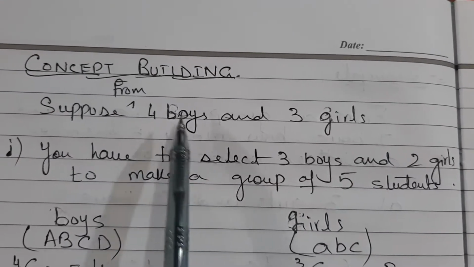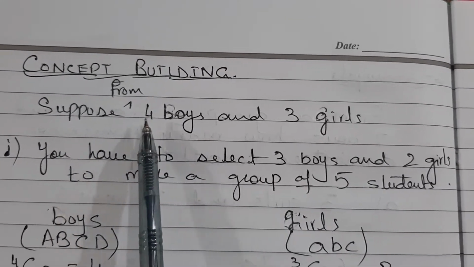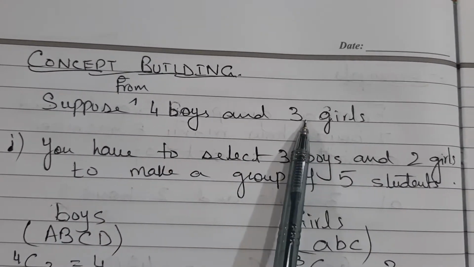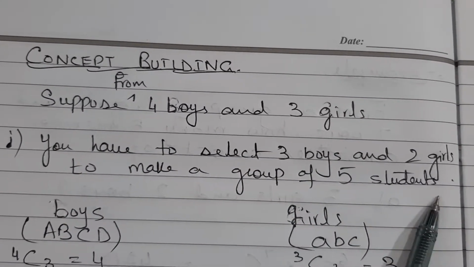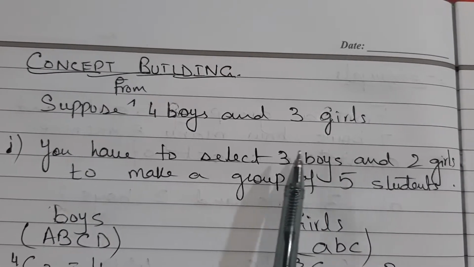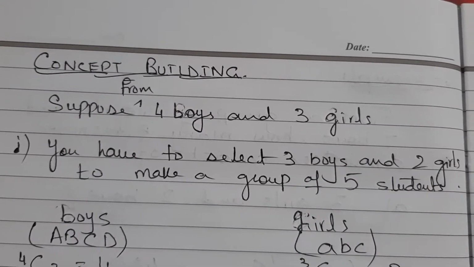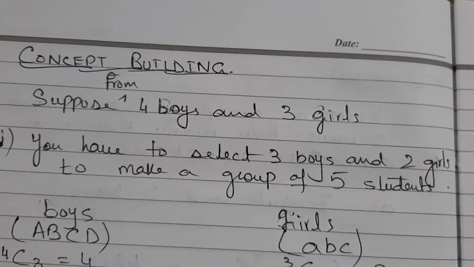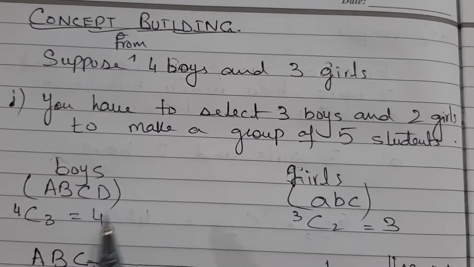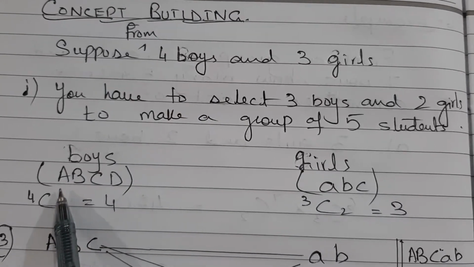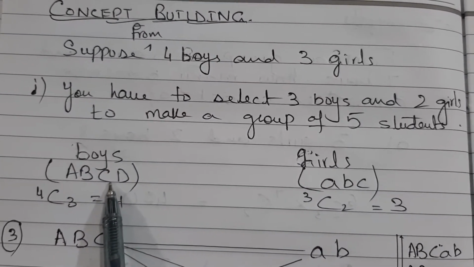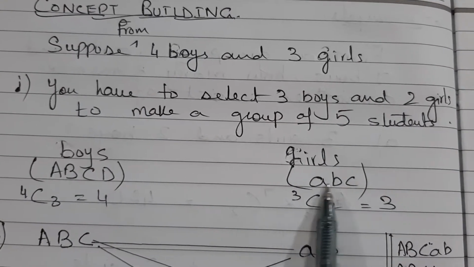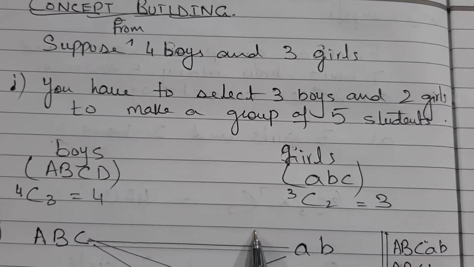I am repeating: the students consist of 4 boys and 3 girls and you have to make a group of 5 students in which there should be 3 boys and 2 girls. So in how many ways can you make a group of 5 students? Right? So now let's see. The 4 boys I have, for example, are A, B, C, D, and the 3 girls I have are a, b, c, small letters, so that you can understand.